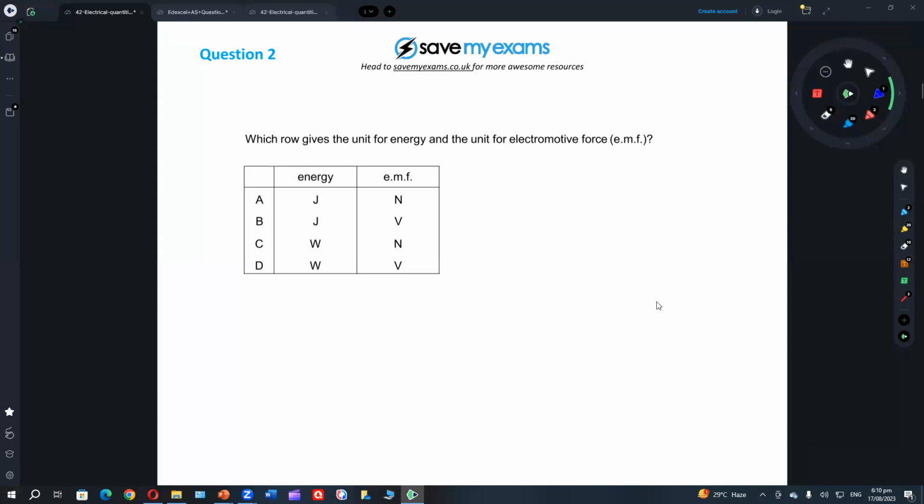Which row gives the unit for energy and the unit for EMF? This is an easy question. The unit of energy is joule and the unit of EMF is volt. B. So what should be the answer? B.